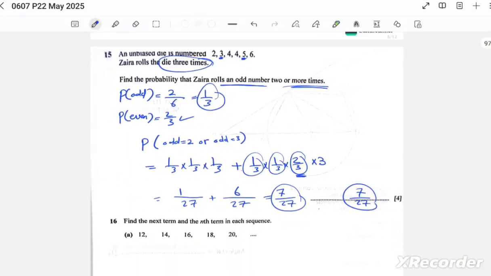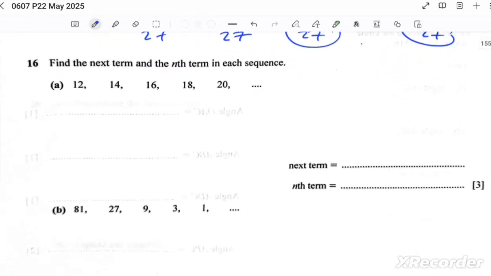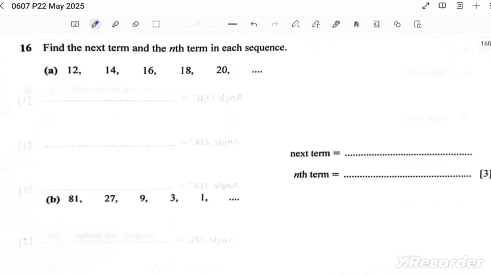Okay, next one. Find the next term and the nth term. The first one, 12, became 14, so it's plus 2, then 16, plus 2, plus 2, plus 2. So we know that this one is arithmetic. This is an arithmetic sequence, and it's a linear arithmetic sequence. The first difference is the same, so we know that it's linear.